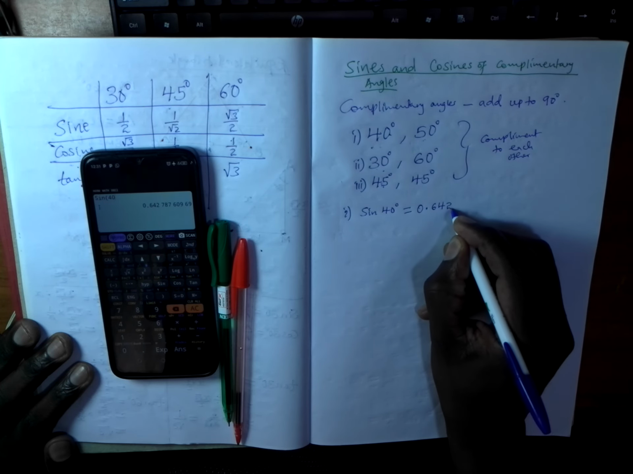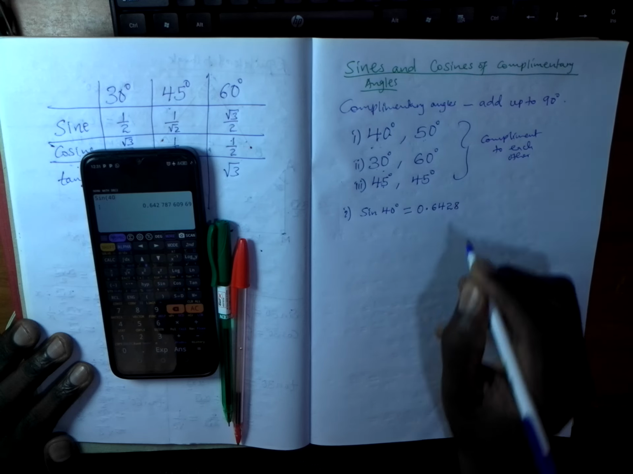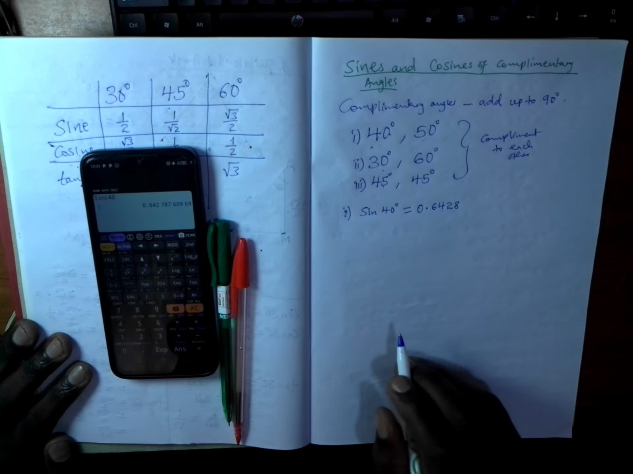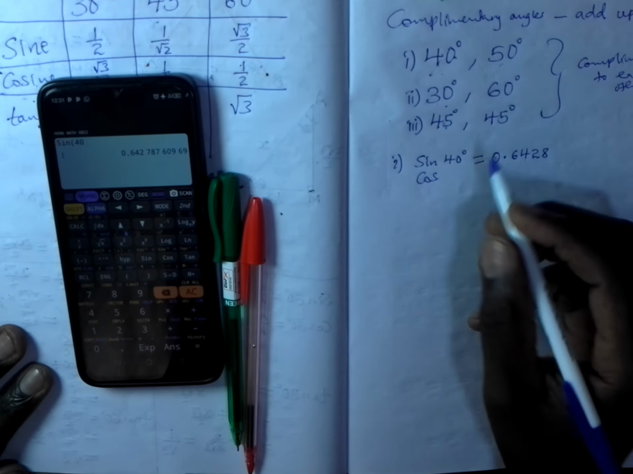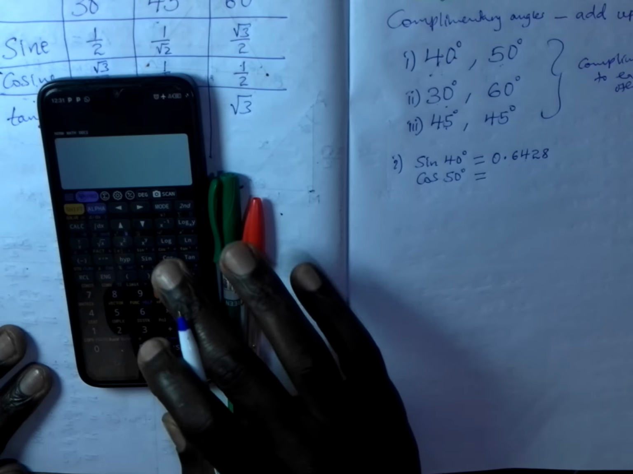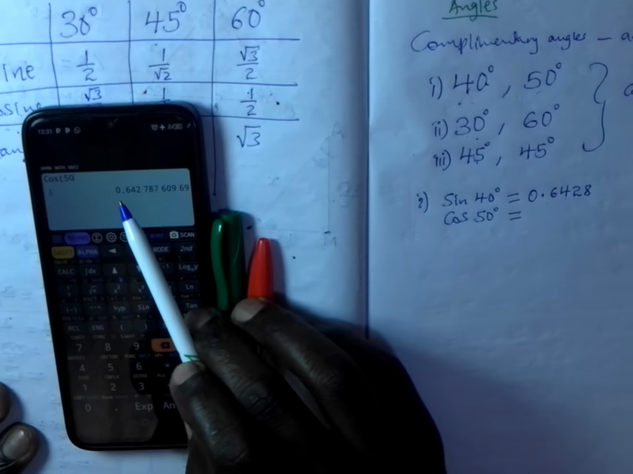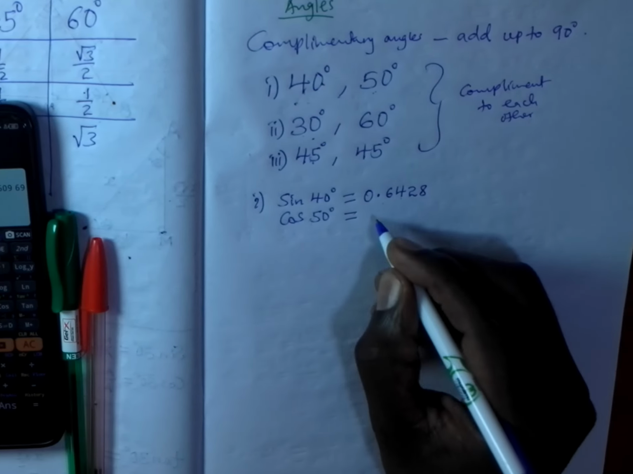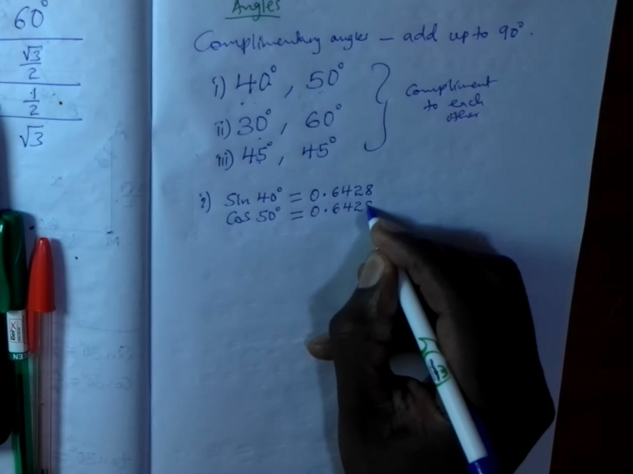Sine of 40 we get is 0.642, to 4 significant figures, that will be 0.6428. What about cosine of its complement, 50 degrees? Again, cosine of 50 degrees, you see it is 0.6428.